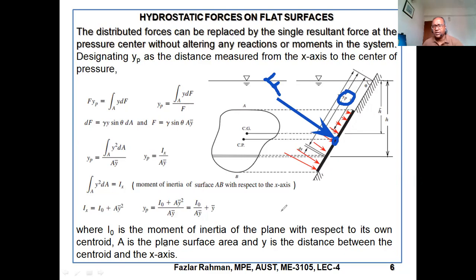Now, how can we figure it out? You see, this is a static body. The body is not moving. If I take moment about the x-axis right over here, then the moment due to F and the moment due to all the pressure forces, shown with the red color, has to be equal. If not equal, then the body will rotate.